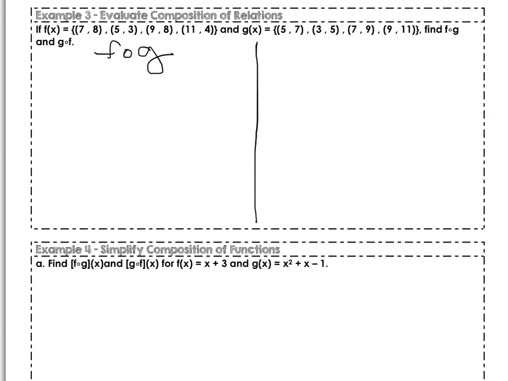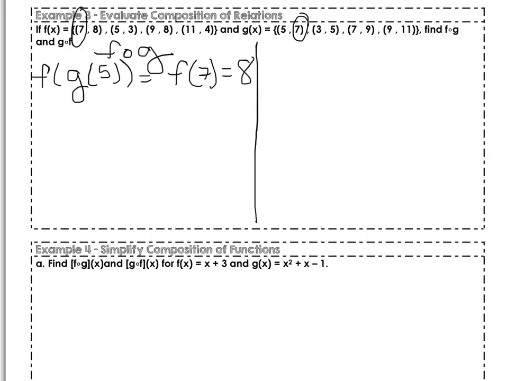So I'm going to take my ordered pairs from function g, and I'm going to plug them into function f. So the first thing I'm going to plug in is f of g of, my first coordinate has an x value of 5. So it's really telling me, well, g of 5, that's equal to 7. Then it's asking me, well, what's f of 7? Well, looking at the relation here, the y value for 7 is going to be 8.